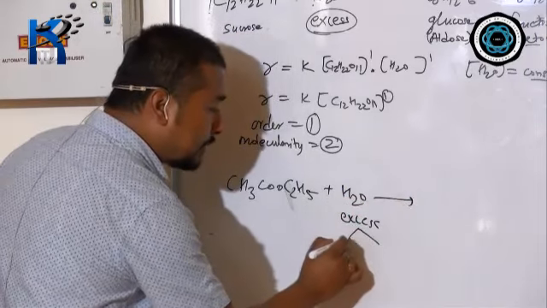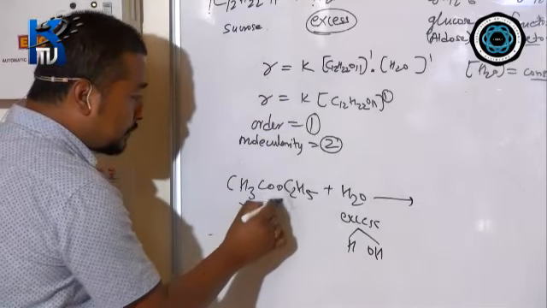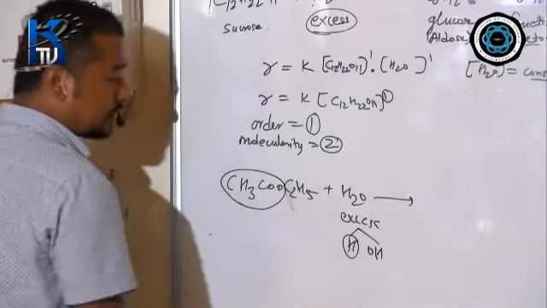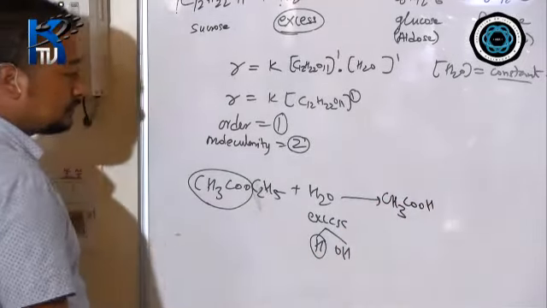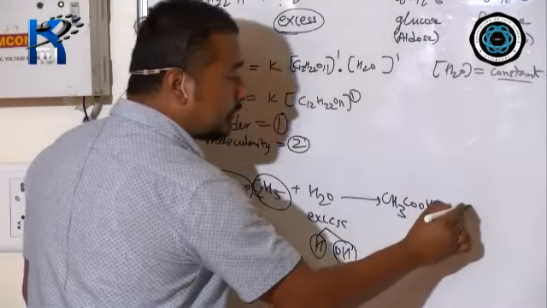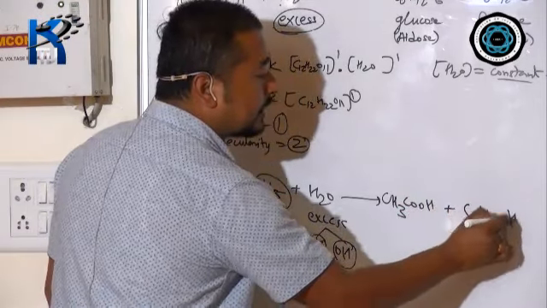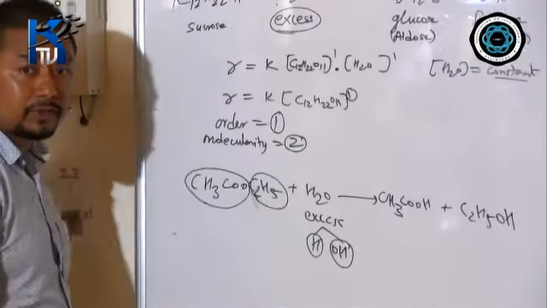So here we have to break water this way, H and OH, H2O. Now this portion goes with H, whereby you get CH3COOH. Okay? And this portion goes with OH, whereby you get C2H5OH. So this is called acetic acid, this is called ethyl alcohol. Hope you have understood the reaction now.